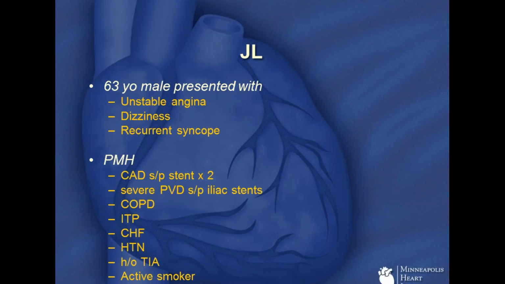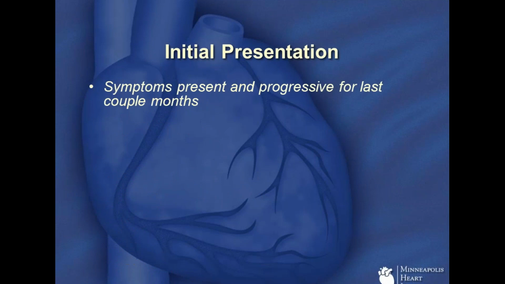So past medical history is pretty significant. Coronary disease, he had 2 previous stents. He had iliac stents, COPD, but he was not on home oxygen, CHF, hypertension. History of a TIA that was right upper extremity weakness, I believe, but hadn't had any symptoms for a while, and continued to smoke. So he presented actually out of state with these symptoms that had been present and progressive. I think he had an episode of syncope and was brought in.